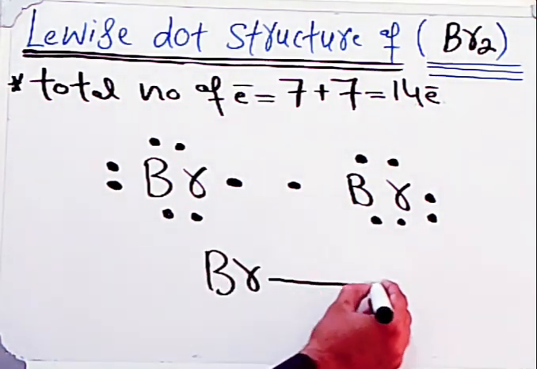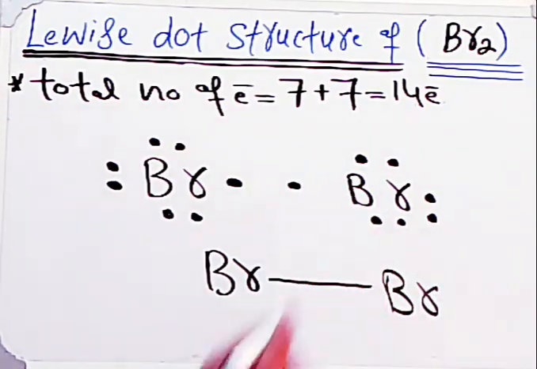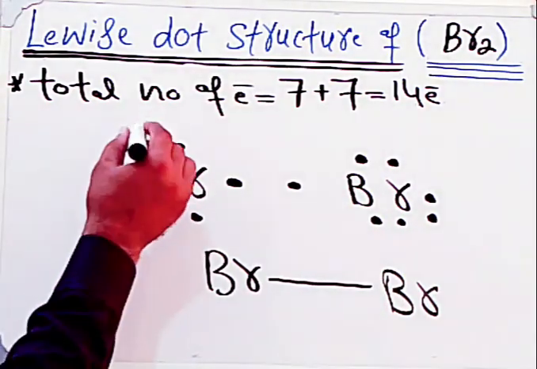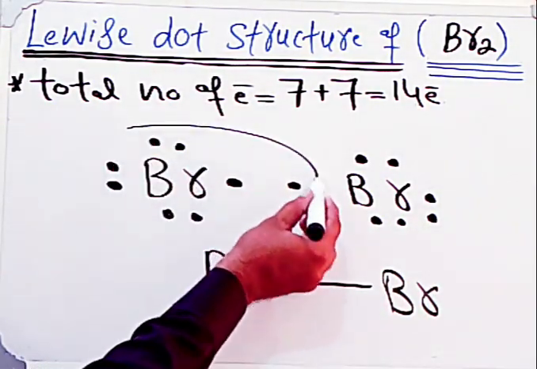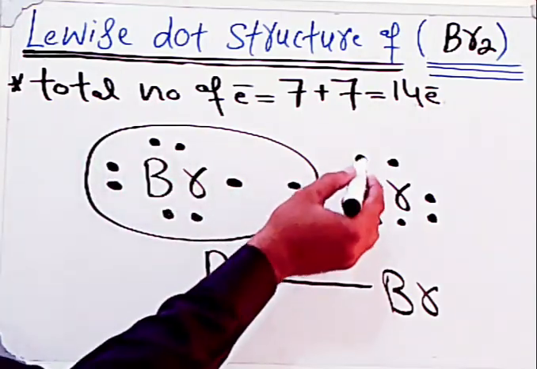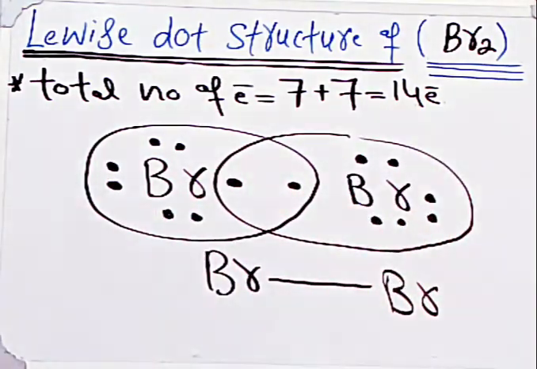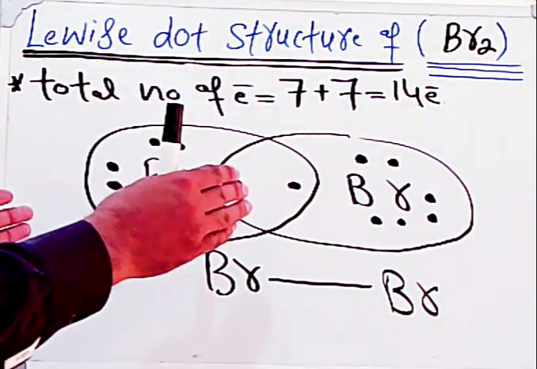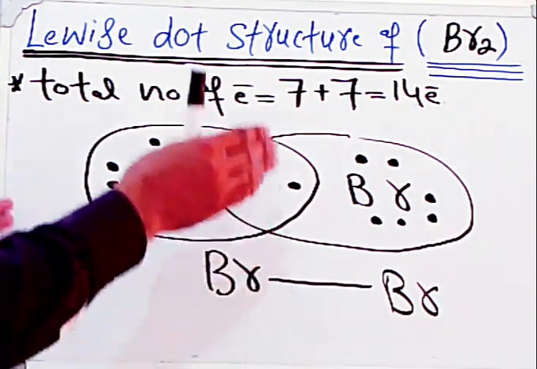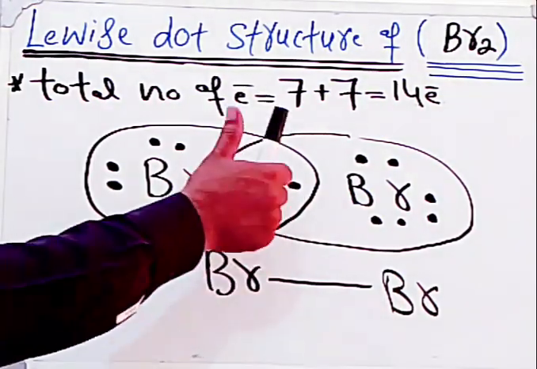Bromine, single bond, bromine. So students, this is the best Lewis structure for Br2. In this way, both of the bromine atoms complete their octet. And this will be the best Lewis structure for the bromine molecule. Okay, dear students, wish you all the best.